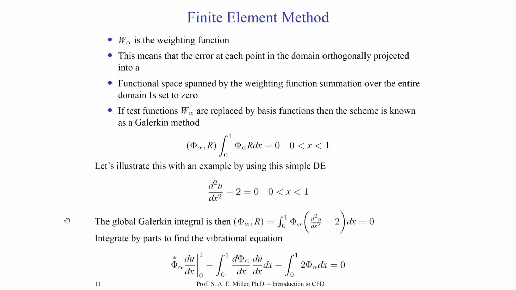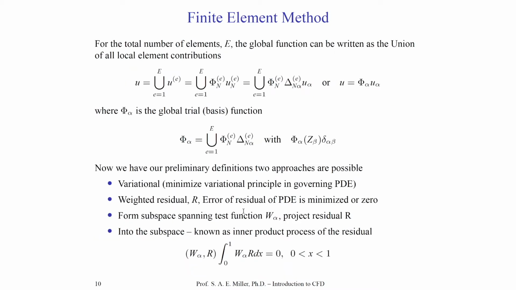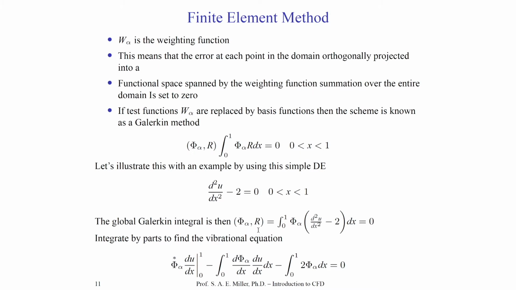Now, the global Galerkin integral will then be phi of alpha. Remember, we defined phi of alpha in the previous slide. This is the global trial basis function with R. This is going to be the residual of the differential equation. So if you look at this equation, we have d2u dx squared minus 2 is 0. The right-hand side will be R. You can see we would not set R equal to 0 because in the numerical scheme, what is discretized by the computer, there will be some error. So this is the equation we're trying to model and solve numerically with the finite element approach.